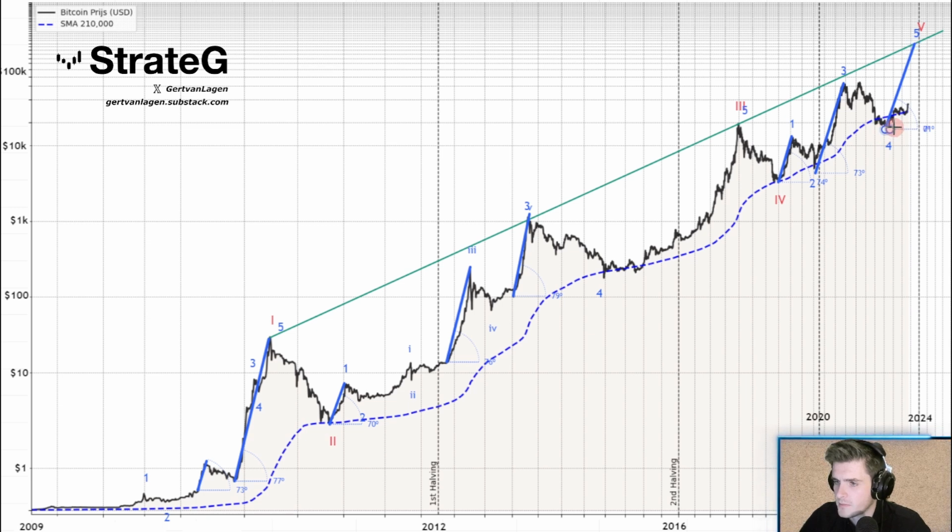You might also say, okay, but what if it just bounces from the blue line here? Then it's also possible to extend it after the halving. But the key takeaway here is that we have a fifth wave up, and there's quite a chance it will be before the next halving. So thank you, that's the Supermacro view.